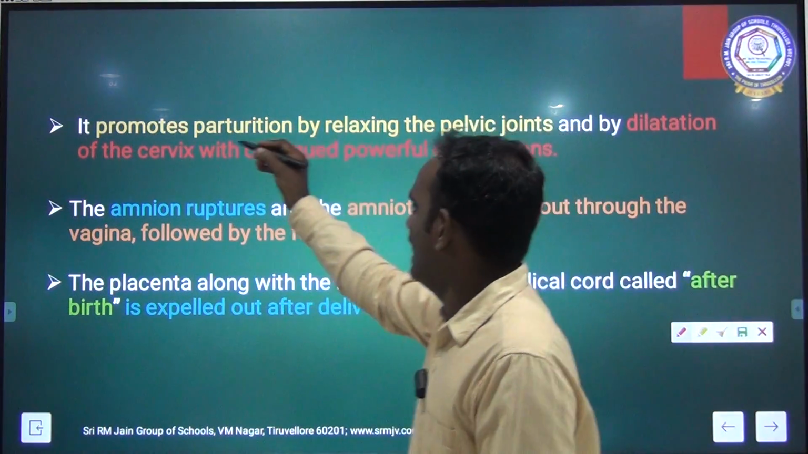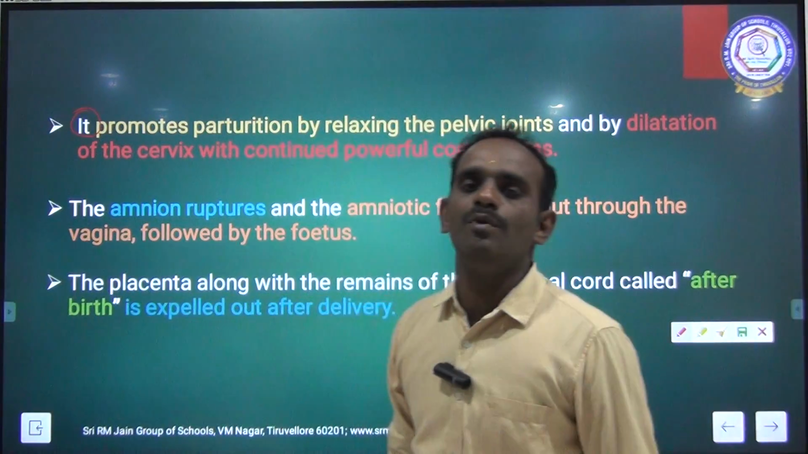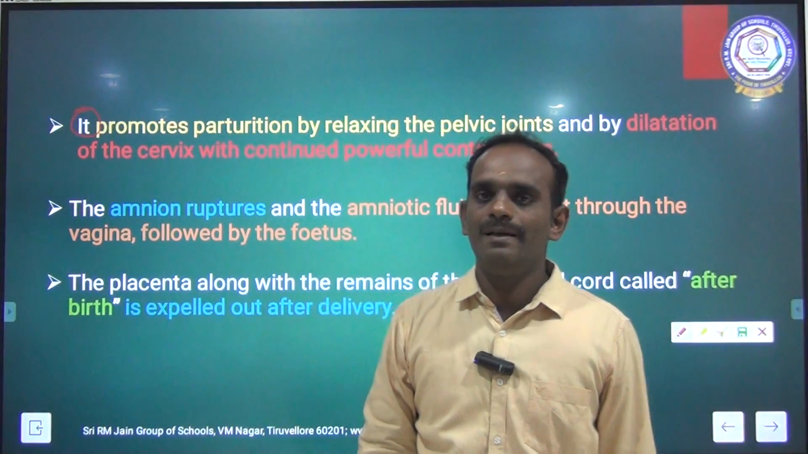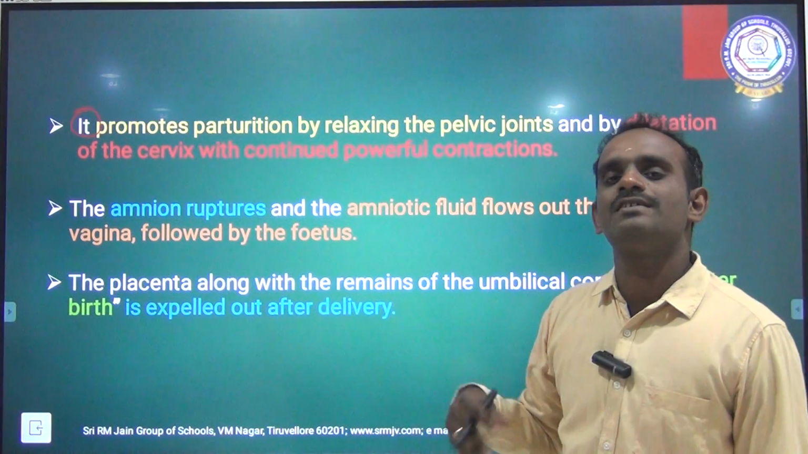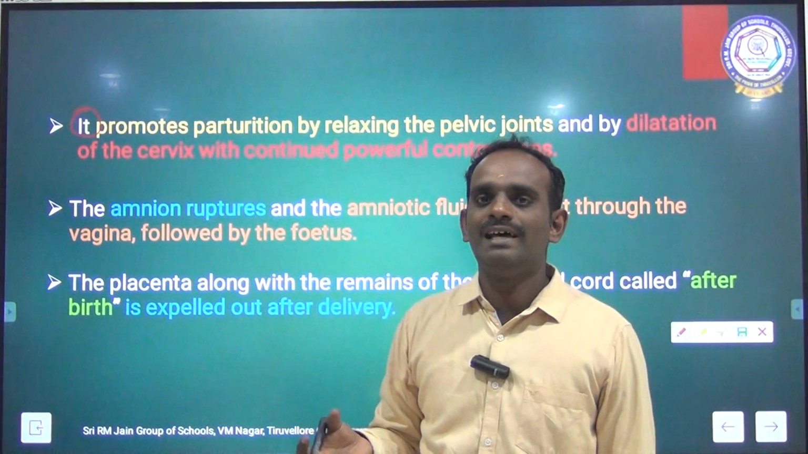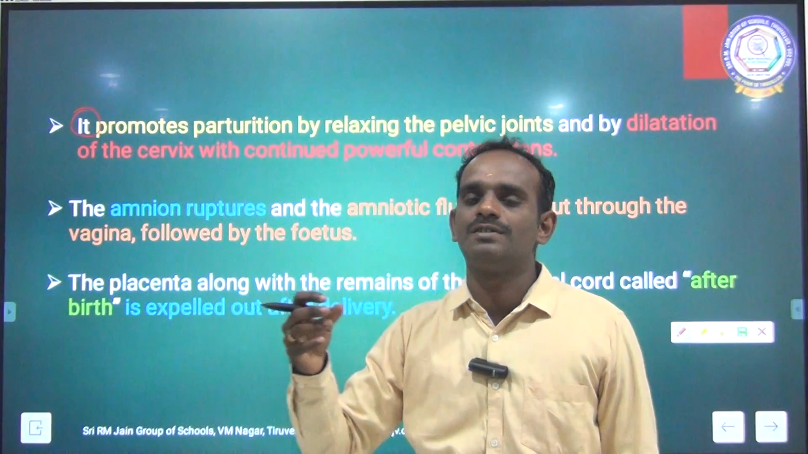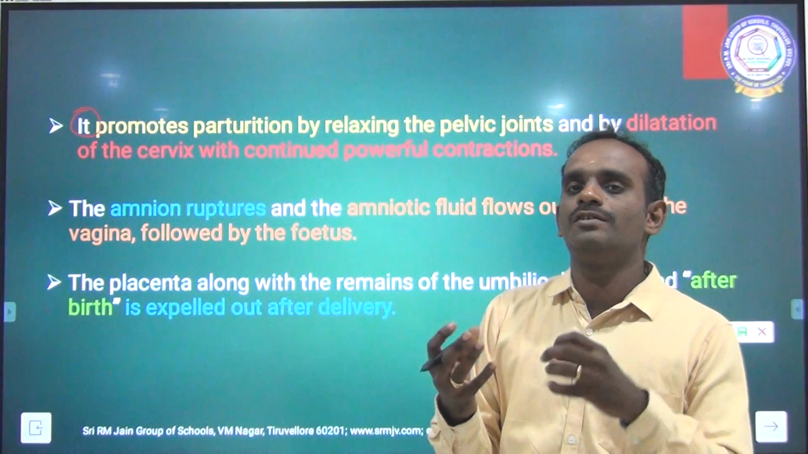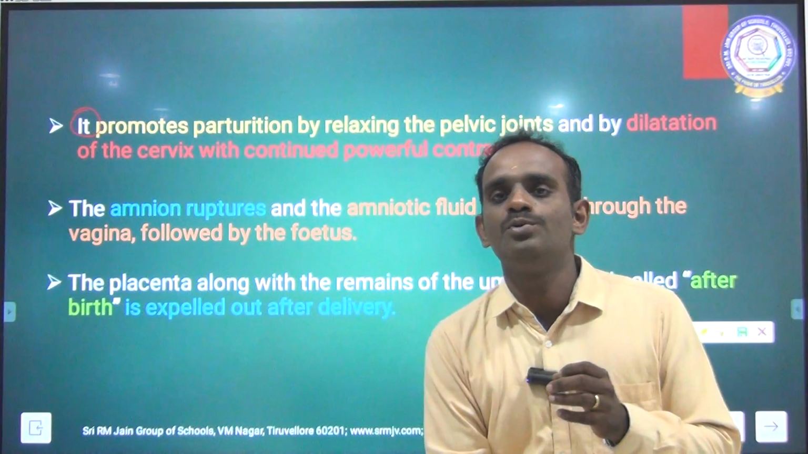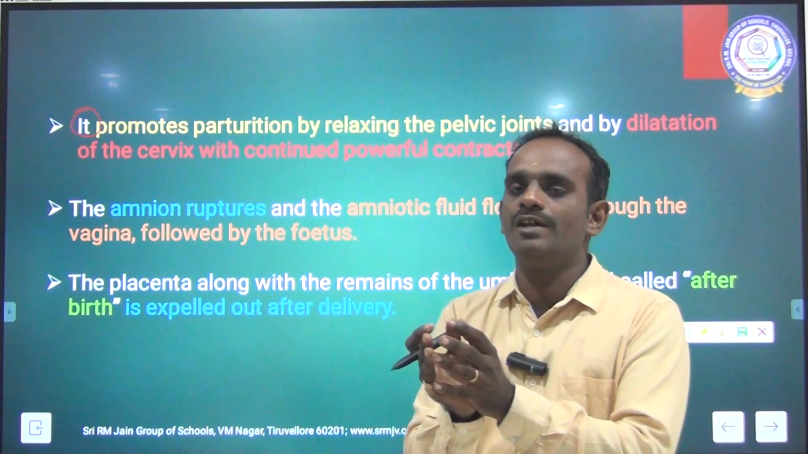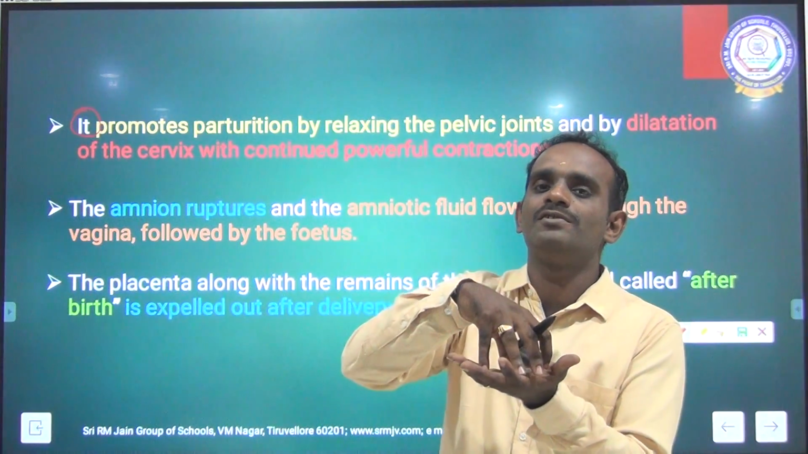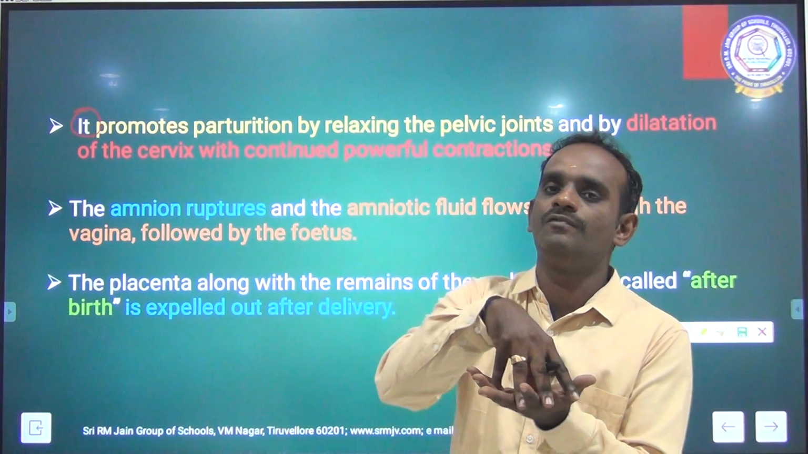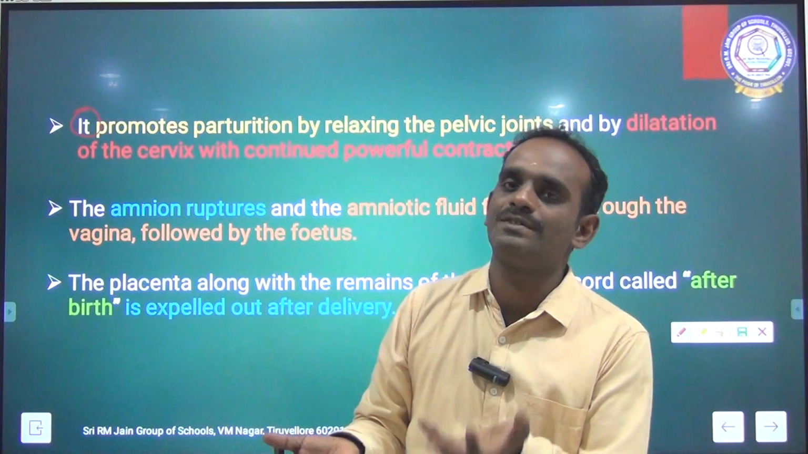So this relaxin hormone is secreted by the placenta as well as the corpus luteum. What is corpus luteum? The empty Graafian follicle. The mature Graafian follicles release the secondary oocyte or ovum. Once the Graafian follicle releases the secondary ovum, the Graafian follicle is empty. The empty Graafian follicle forms the structure called corpus luteum.